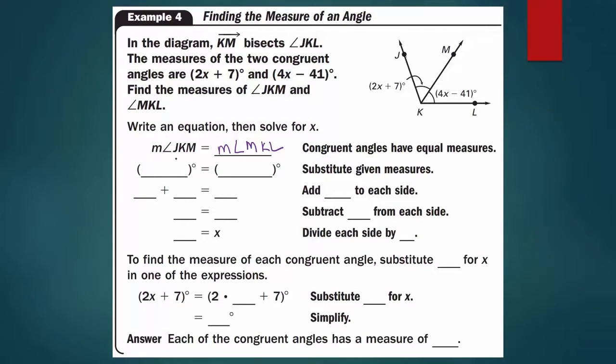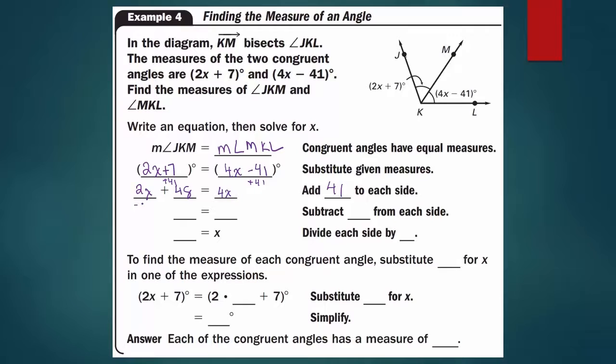I know that the measure of JKM is 2x plus 7. I also know that the measure of MKL is 4x minus 41. Now from here, all I'm doing is solving an equation. First step I will do is add 41 to both sides, so plus 41 over here, plus 41 over here. I'm left with 2x over here. 7 plus 41 is 48. And on the right side, I'm left with 4x.